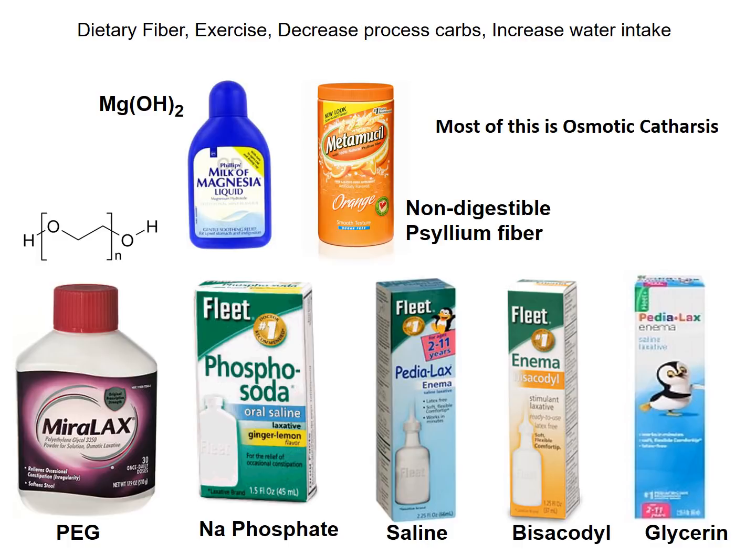So milk of magnesia has magnesium hydroxide. Metamucil has a non-digestible fiber. Miralax has polyethylene glycol, that polymer again acts to pull water into the lumen. Sodium phosphate enemas, saline enemas, same thing, acting as osmotic cathartics, as is Bisacodyl.